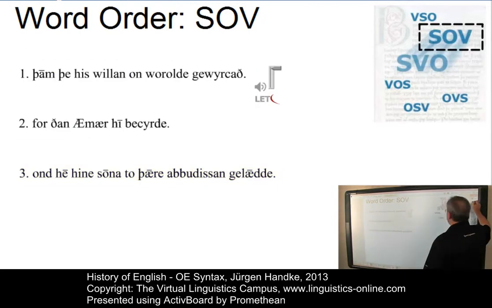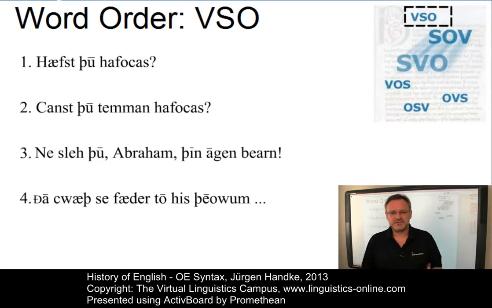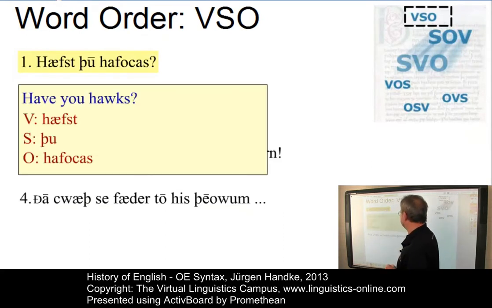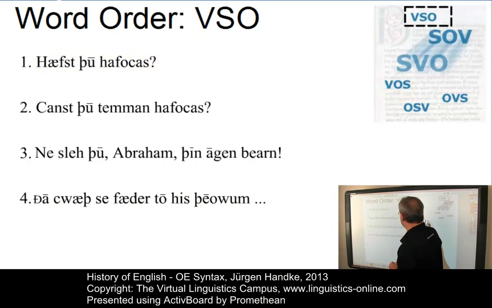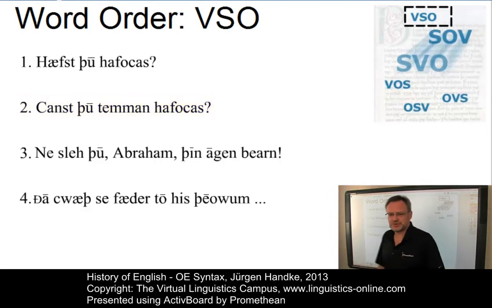Let's continue with the 3rd main pattern, VSO. And here we find that this word order was basically used in interrogative clauses, that's 1 and 2. Hefst thu havokas, VSO. Kannst thu temman havokas, again, can you tame hawks? Another VSO structure. But as you know, the discussion of interrogatives is not so relevant for the discussion of the basic word order patterns, since here we have declarative sentences in mind.